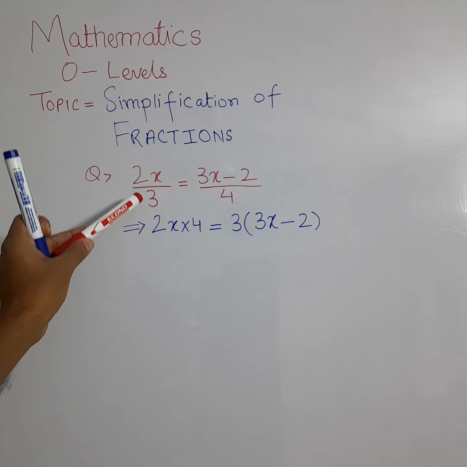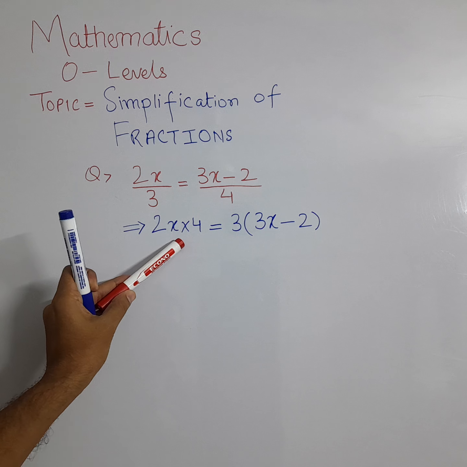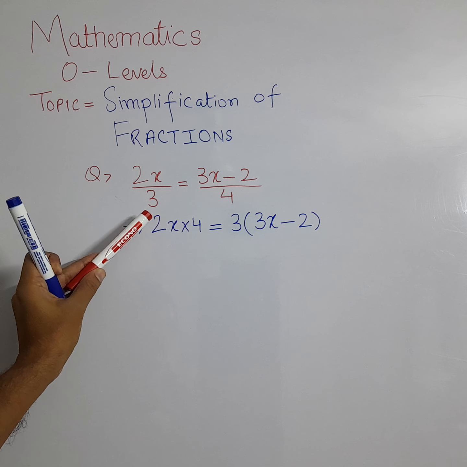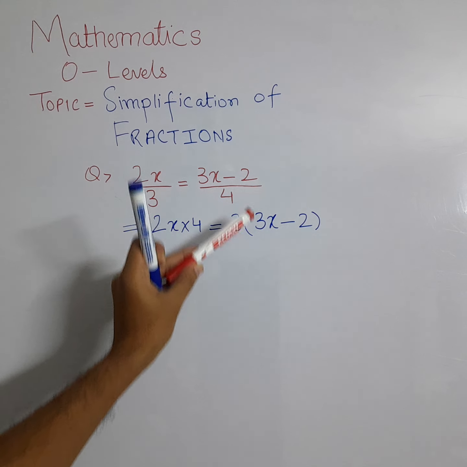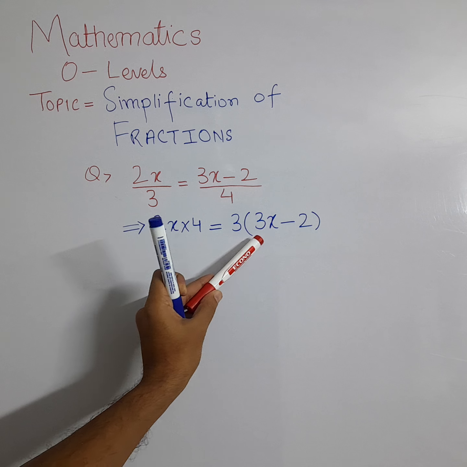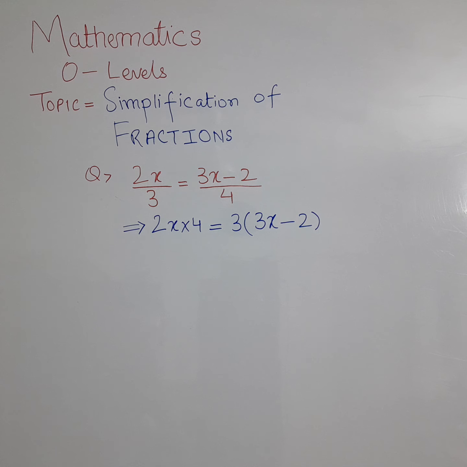As you can see, 2x is multiplied with 4. 2x multiplied by 4 is equal to 3 multiplying with 3x minus 2. So 3 is multiplying with 3x minus 2. Now we will simplify both sides to finally get the value of x. So let's solve the question.